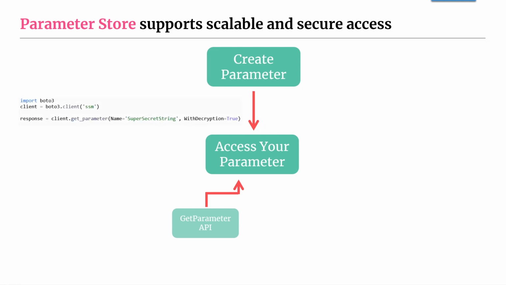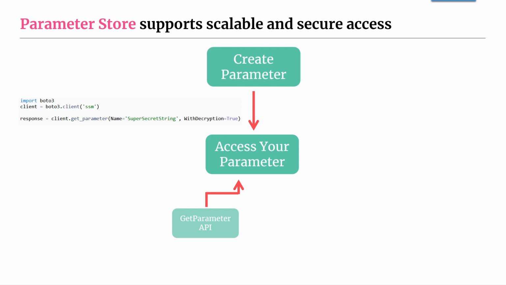Here's an example of me using it. You can see in the first line, we're just using Boto3. In the second line, we're instantiating a client of Systems Manager, which is the umbrella service that Parameter Store sits under. And then on the third line, we're using that client to call the getParameter API. We are providing the name of our parameter, which is super secret string in this case. And then we are providing an optional field here, WithDecryption, and we are saying that it is true.